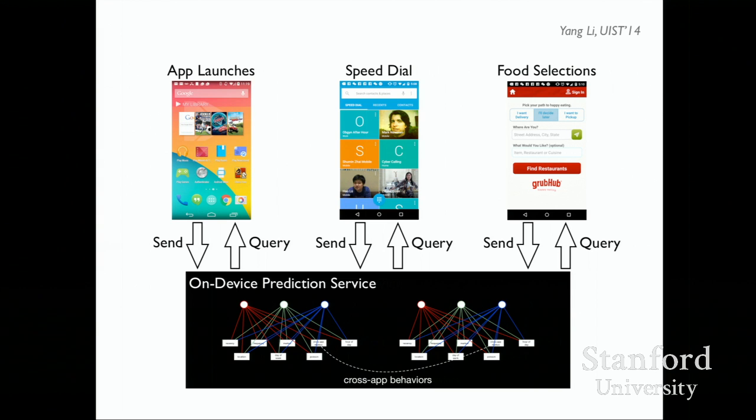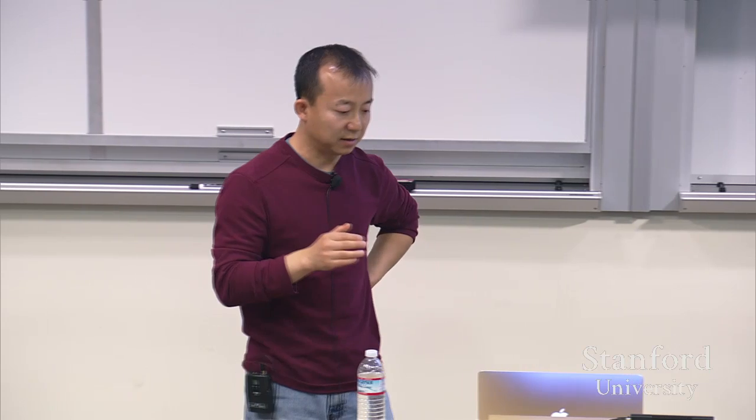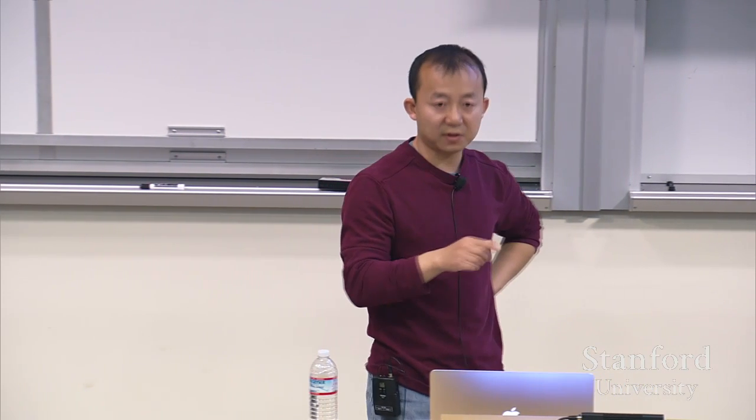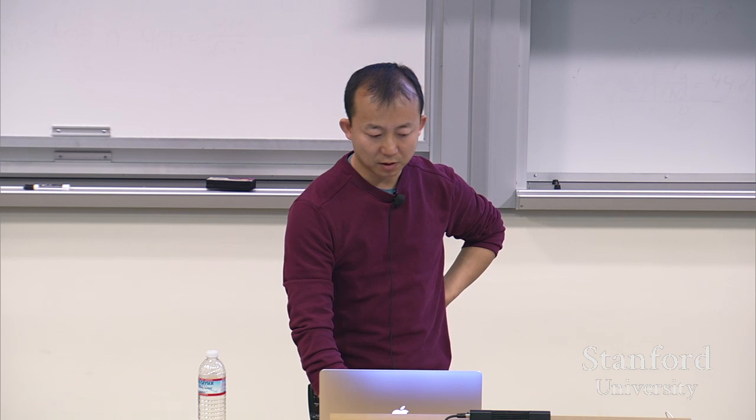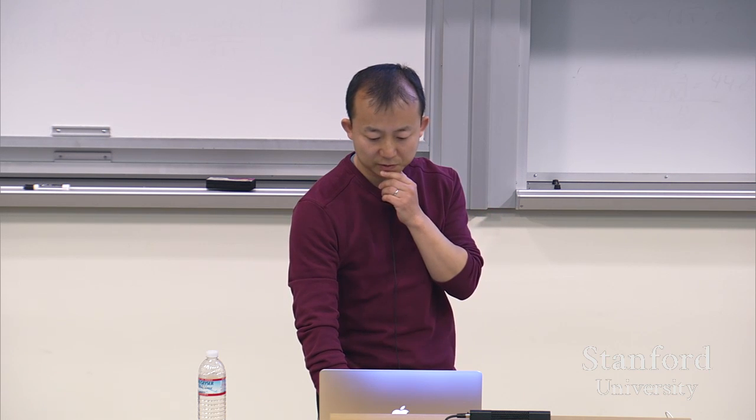All these prediction models are not isolated. They actually take into account how the behavior in one application is related to the behaviors in other applications. The experiment I did by evaluating the service with two large-scale data sets indicated that using the cross-app behaviors can significantly improve the prediction accuracy. So that's all I want to talk about for this work.